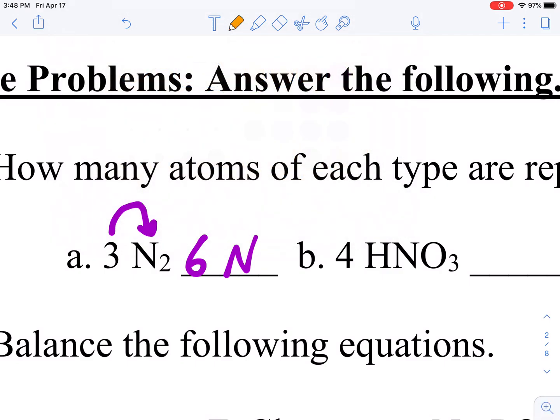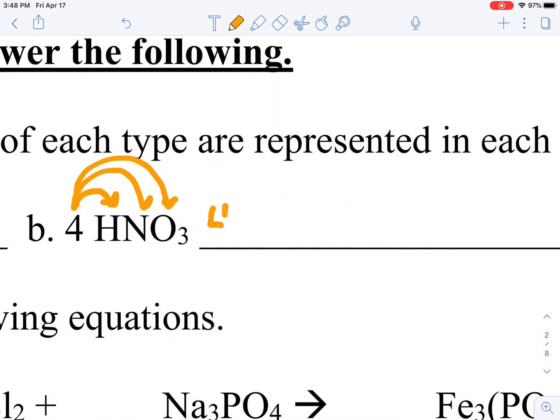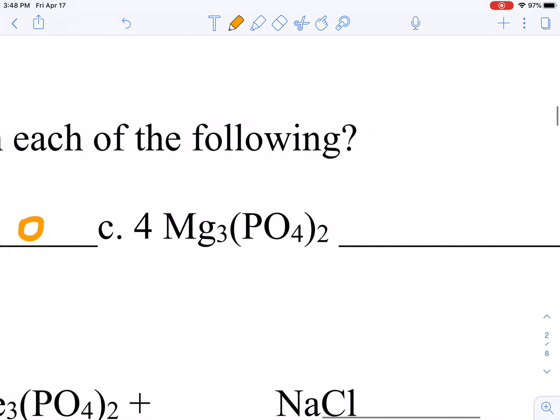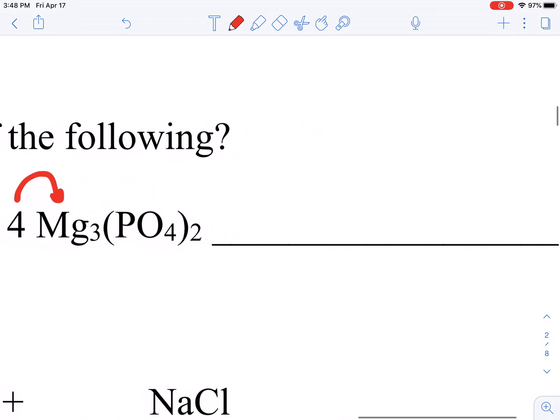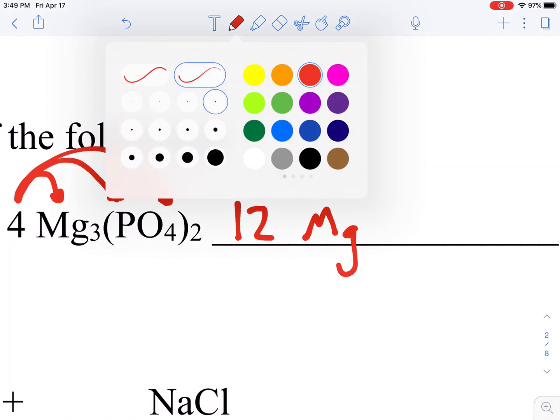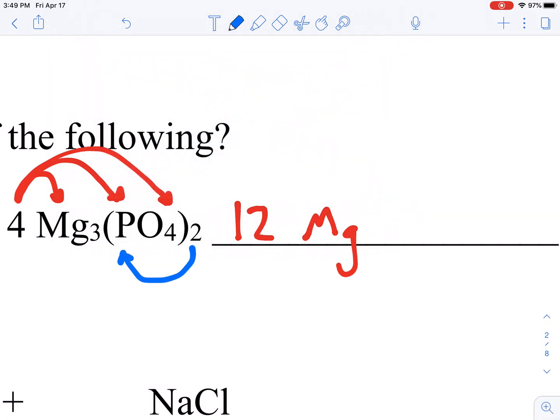In letter B, the 4 operates on all 3 of these things kind of independently, right? So in letter B, we have 4 hydrogens, we have 4 nitrogens, and we have 4 times our 3 oxygens. So we really have 12 oxygens. And then in letter C, things are crazy. So the 4 again operates on everything, right? 4 operates on Mg, but there are 3 magnesiums, so really we have 12 magnesiums. And the 4 also operates on the P, and the 4 also operates on the O, but similarly, this 2 is operating on the P, and this 2 is operating on the 4.